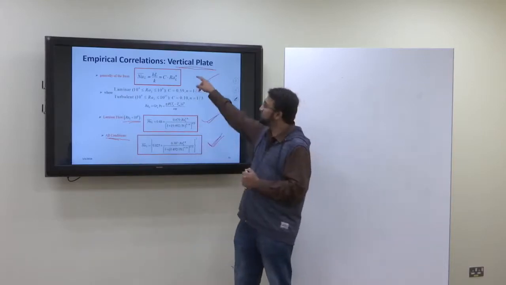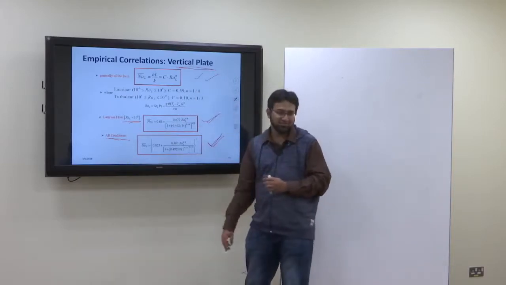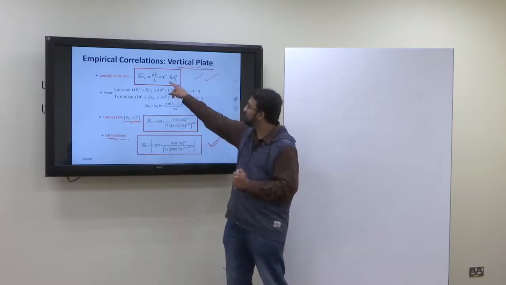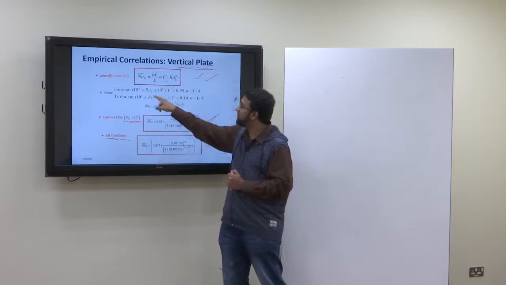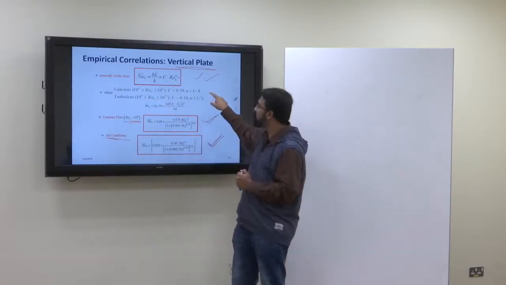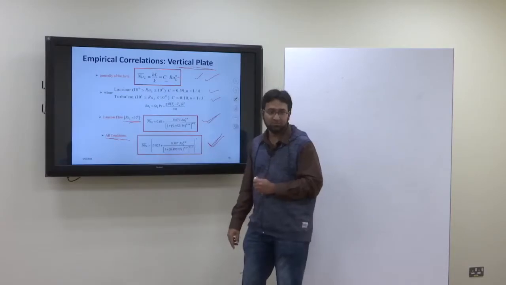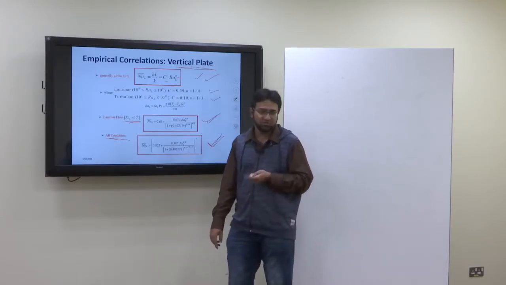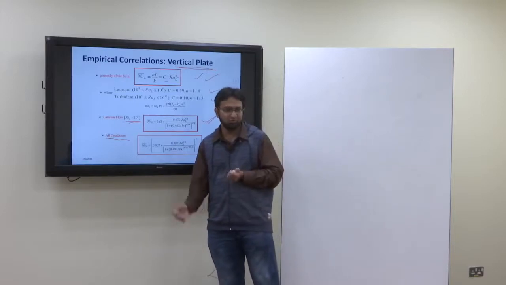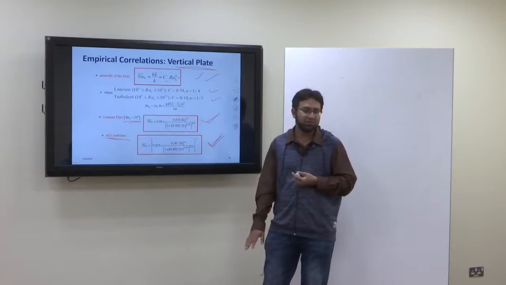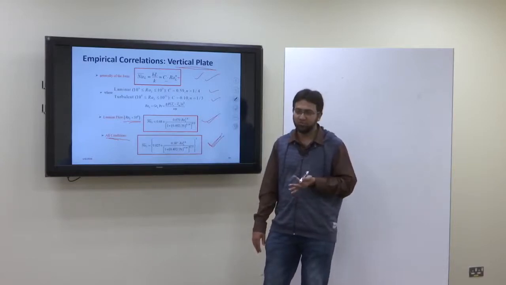And the first one is there for both laminar and turbulent. But here you have C and n values. If laminar, then the C and n values will be this. If turbulent, the C and n values will be this. So the easiest one to use is the first one. In case I do not specify which one to use, you are free to use any one.